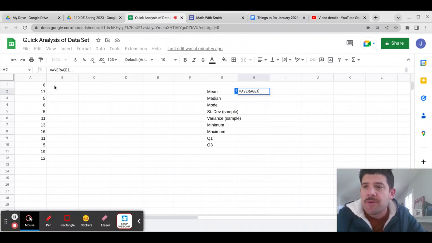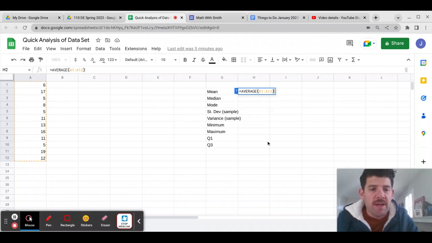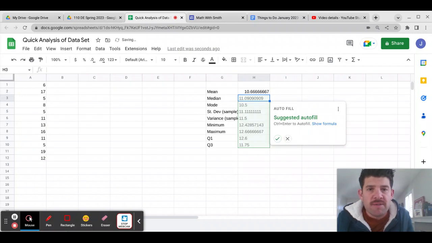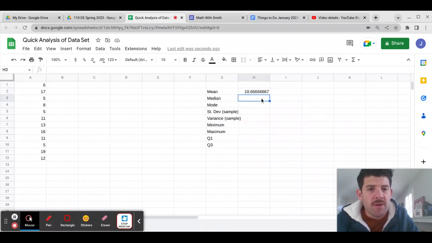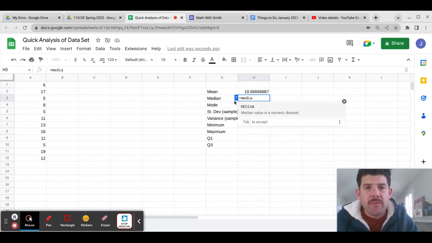And the nice thing about Google Sheets is you can drag data and it populates the cells over here. So A1 through A12 is talking about the column and the row. And then if I hit enter, it gives us the mean. I'm going to ignore this suggested autofill. I don't think it can read my mind that well. But median is just going to be the command median, and that means the middle.